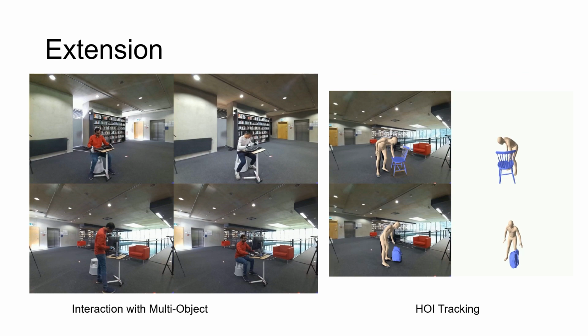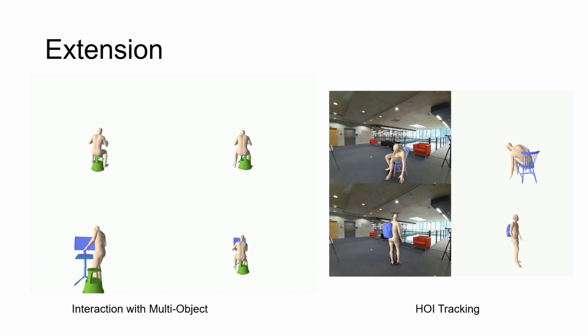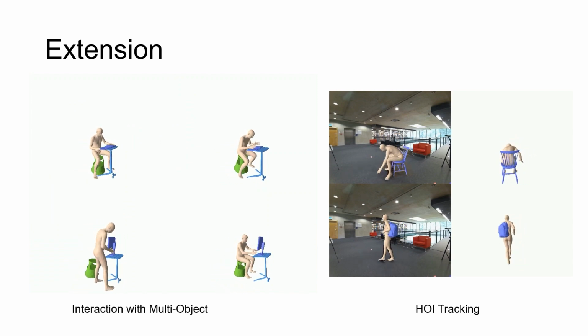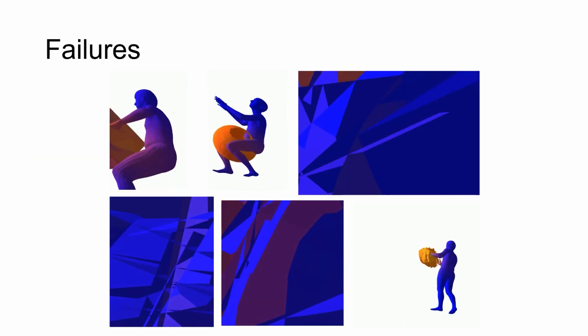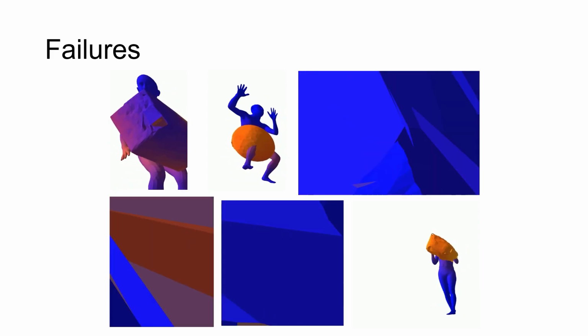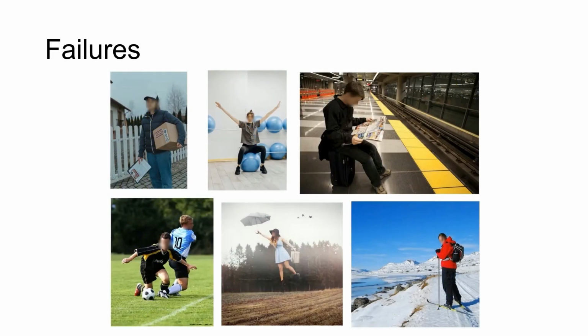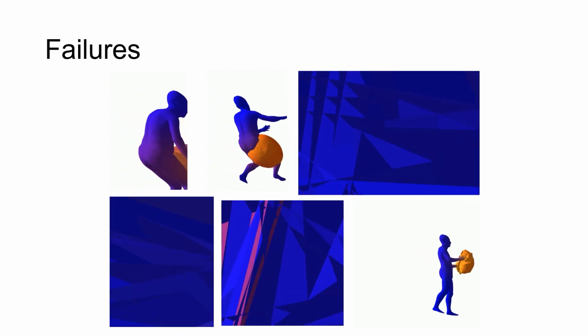Although we only consider the interaction between a single person and a single object, our method can easily be extended to other cases such as interaction with multiple objects or HOI tracking. However, despite the impressive results achieved by our method, we find our method lacks the ability of generality. When our model is trained on the BEHAVE or InterCap dataset only, it cannot generalize to images in the wild.